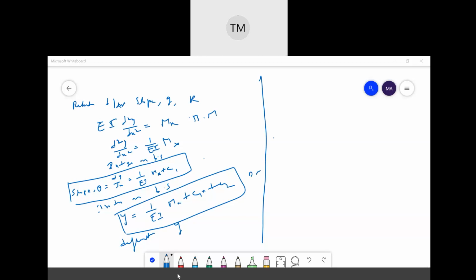Next, we are going to the different methods. The first method is the double integration method. The second one is the moment area method. And the third one is Macaulay's method.